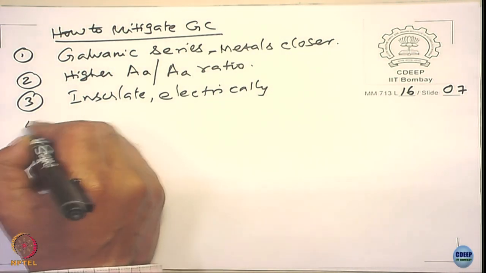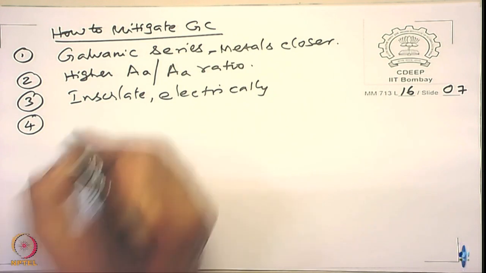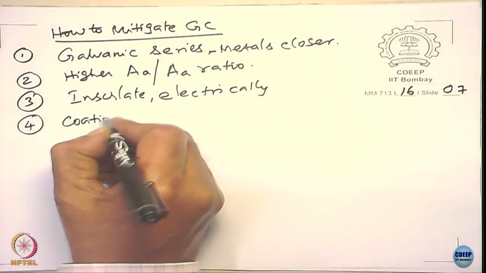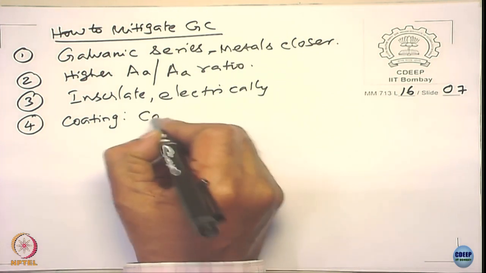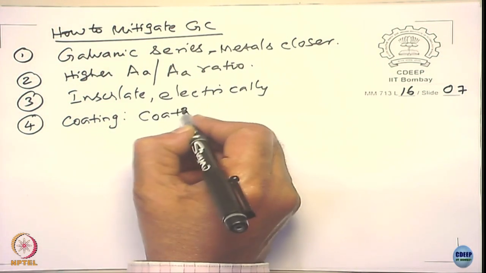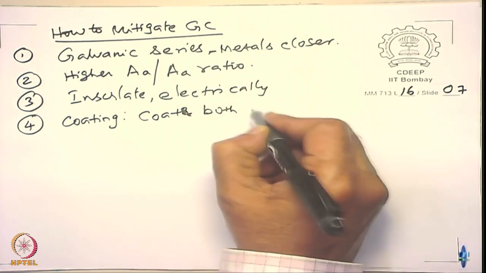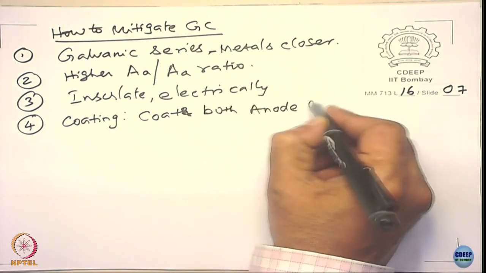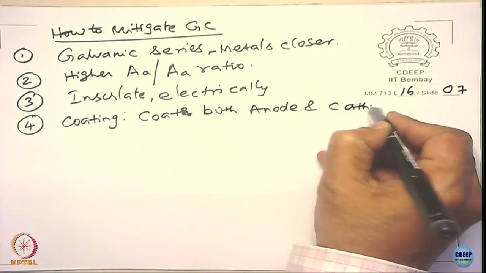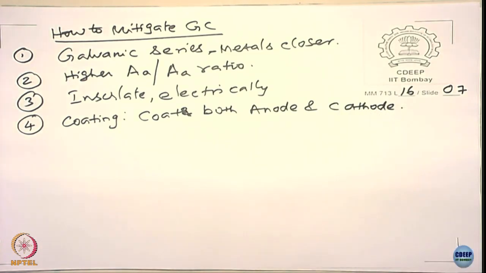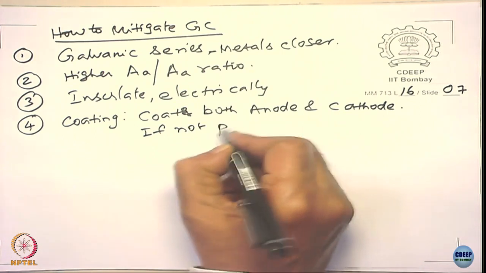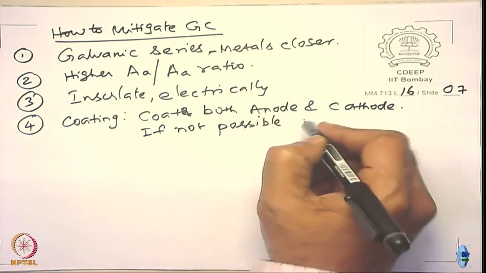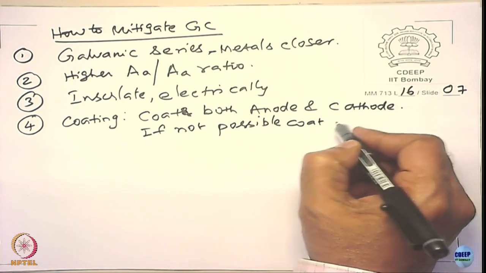What else can I do? Coating, right? It's an important lesson here. What is the lesson here? Coat. Yes, coat both the anode and cathode. If not possible, coat the cathode.